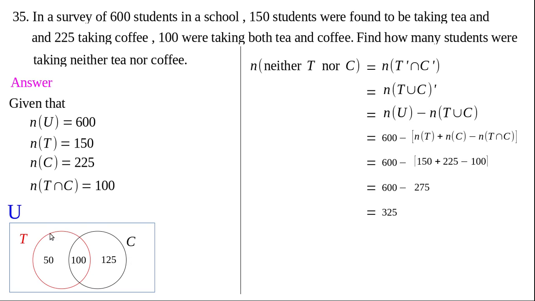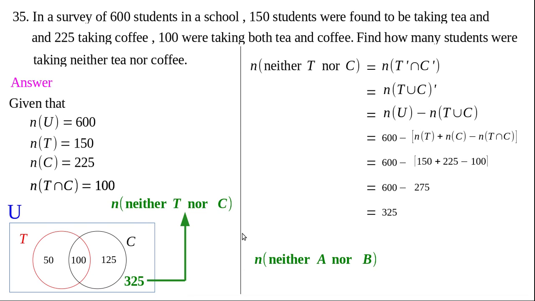Then the question is, what is the number of students who like neither tea nor coffee? They must lie outside T union C. What is T union C? 50 plus 100 plus 125, that is 275. In order to get the number of students who like neither tea nor coffee, subtract number of T union C from number of U. Number of U is equal to 600. Number of T union C is equal to 275. Then 600 minus 275 is equal to 325. Then these 325 students like neither tea nor coffee.